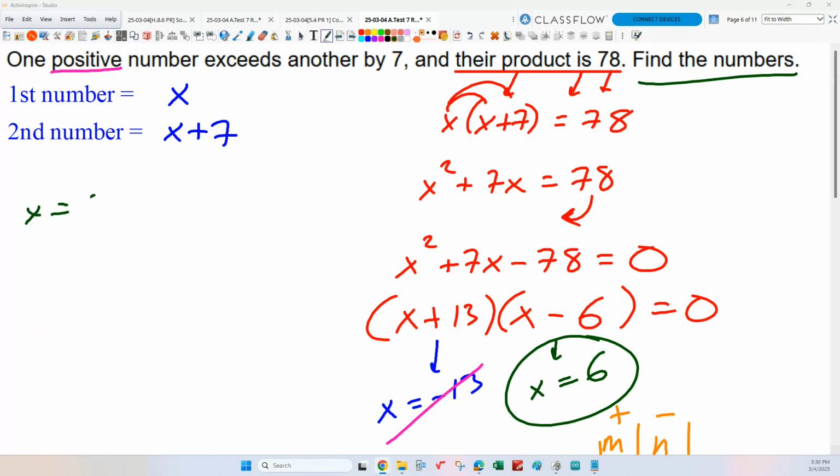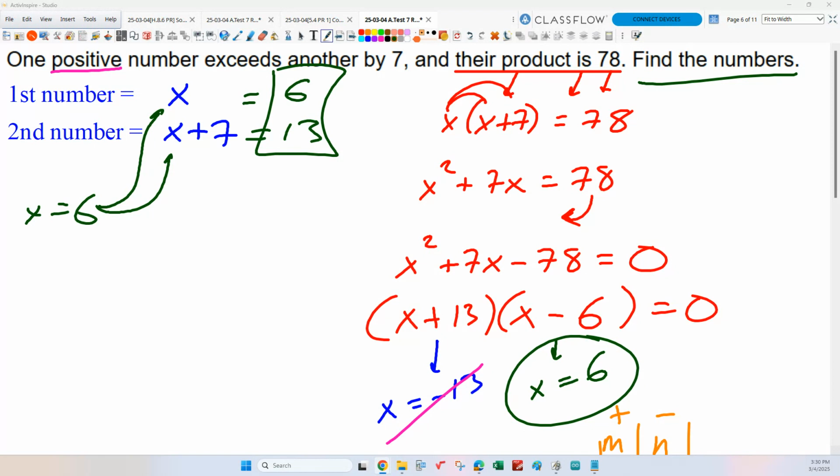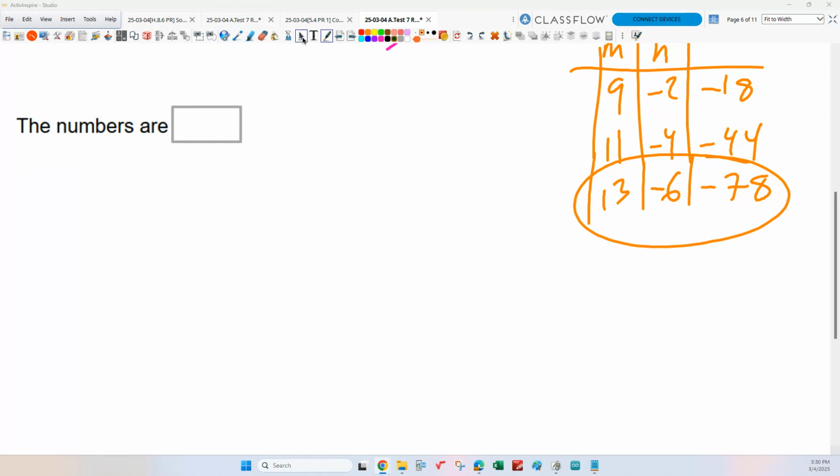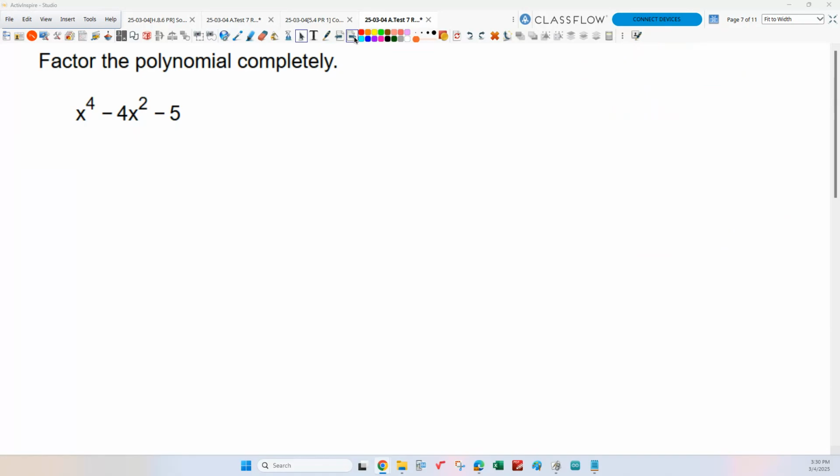Well, if x is equal to 6, I would just have to feed that x value back up into both of my expressions for my numbers to see what I get. Well, what does that give me if I plug in 6? 6 and 13. Those are my answers. Okay, make sense? A lot of people were really close on that. Just at the end, they didn't quite finish the process. Okay, we're getting there. What about this one?